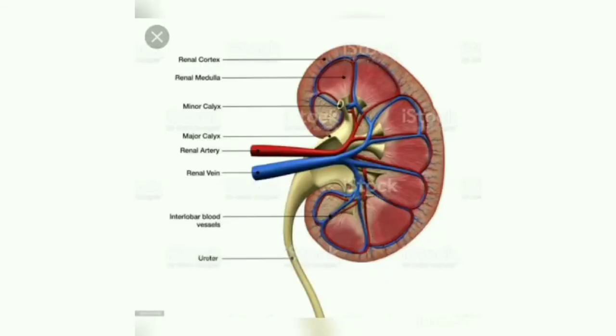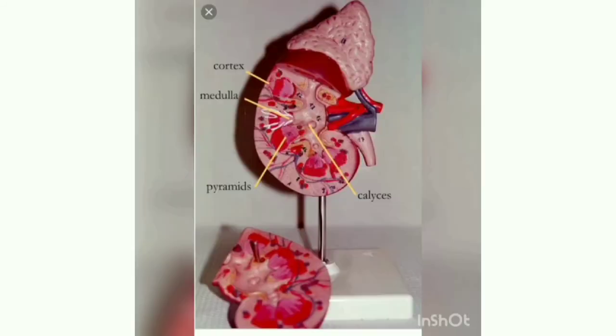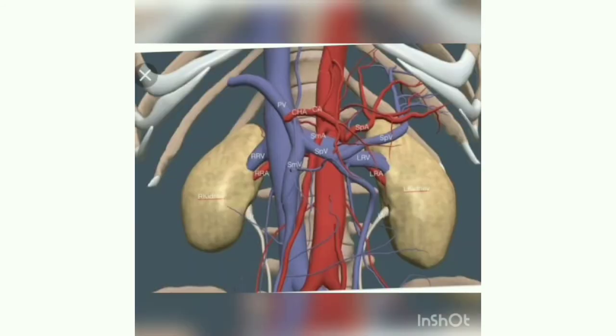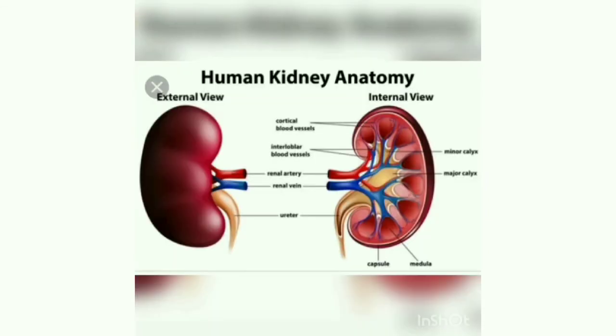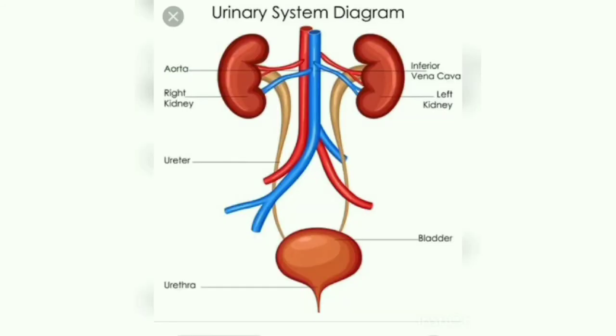My topic is the kidney. The kidneys are two bean-shaped organs, each about the size of a fist. They are located just below the ribcage, one on each side of your spine. Healthy kidneys filter about a half cup of blood every minute, removing waste and extra water to make urine.